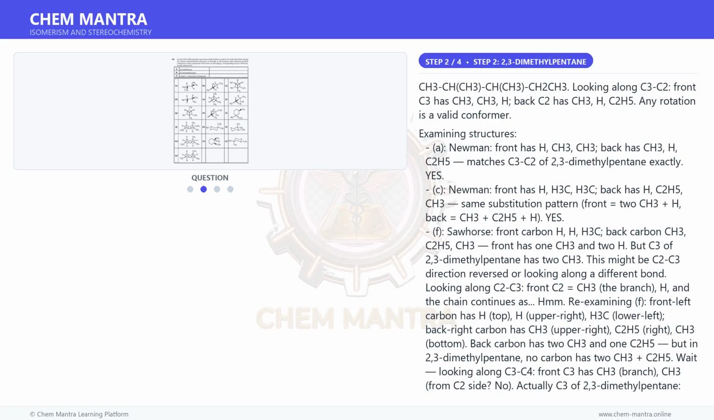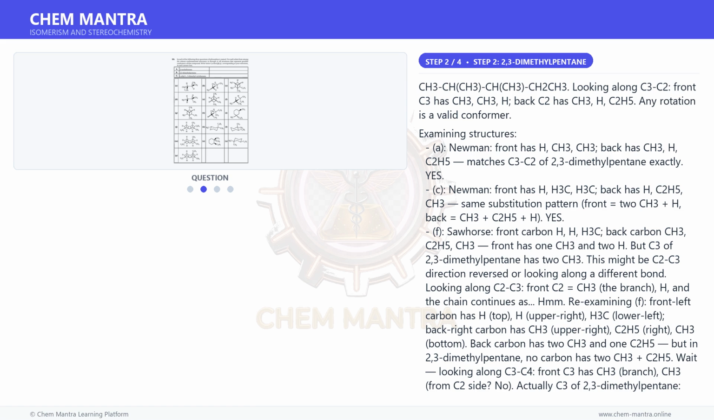Moving on to the next step. CH3, CH, CH3, CH, CH3, CH2, CH3. Looking along C3–C2, front C3 has CH3, CH3, H, back C2 has CH3, H, C2H5. Any rotation is a valid conformer.